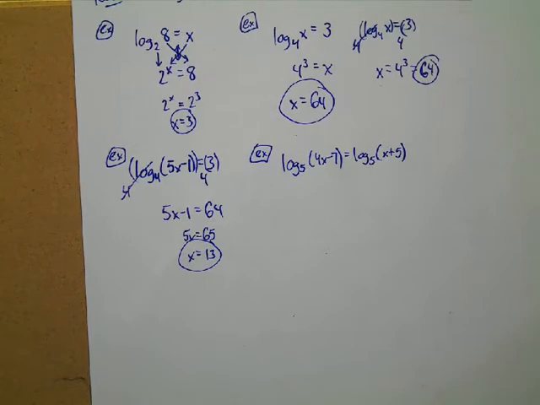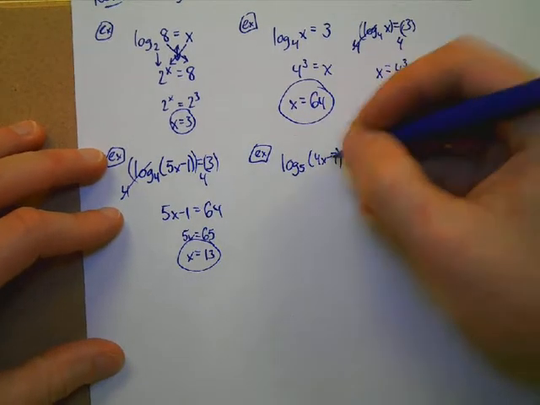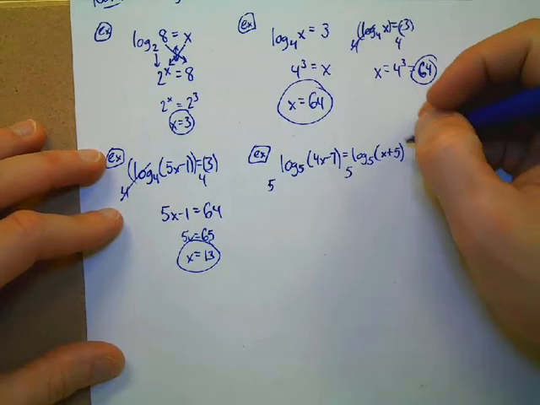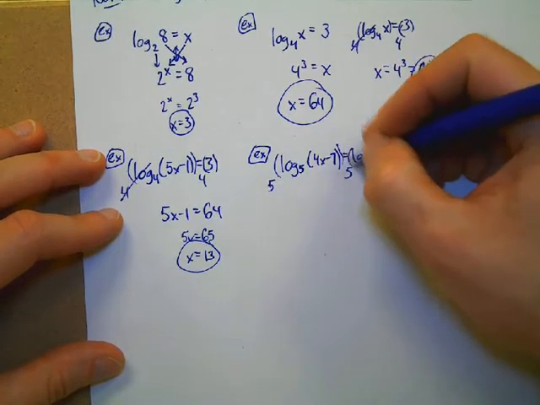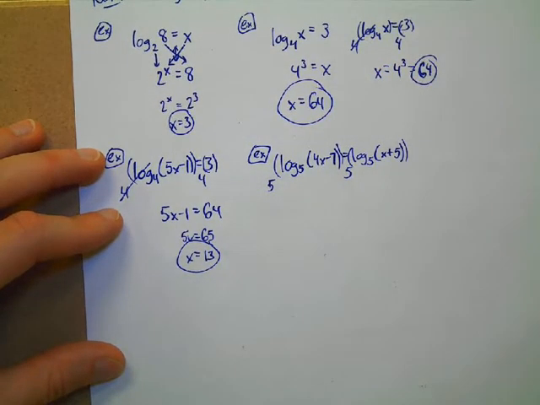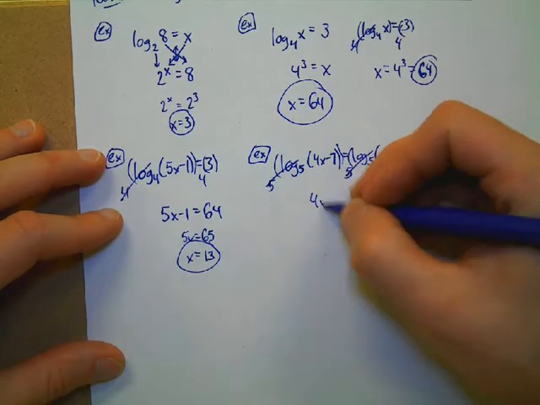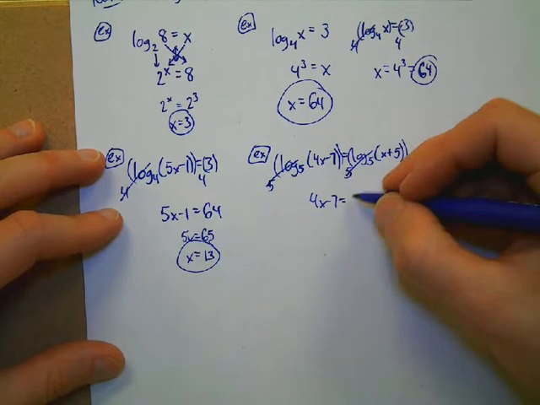So again, these become exponents of 5 on the left and the right. The 5 and the log 5, and the 5 to the log 5 cancel, and we're left with 4x minus 7 equals x plus 5. And then we just have this simple equation to solve. I'll subtract the x over, we get 3x. I'll add the 7 over to the other side, we get 12, and so we get that x then is 4.